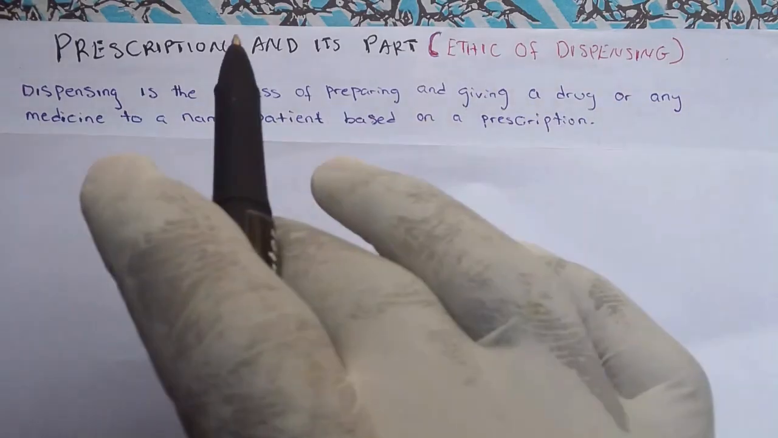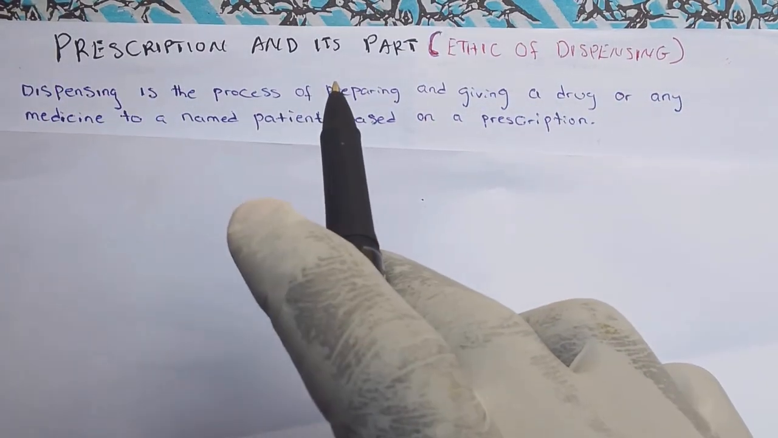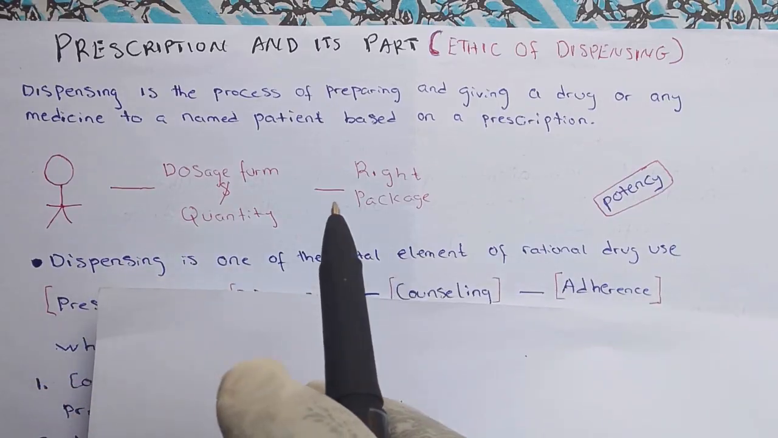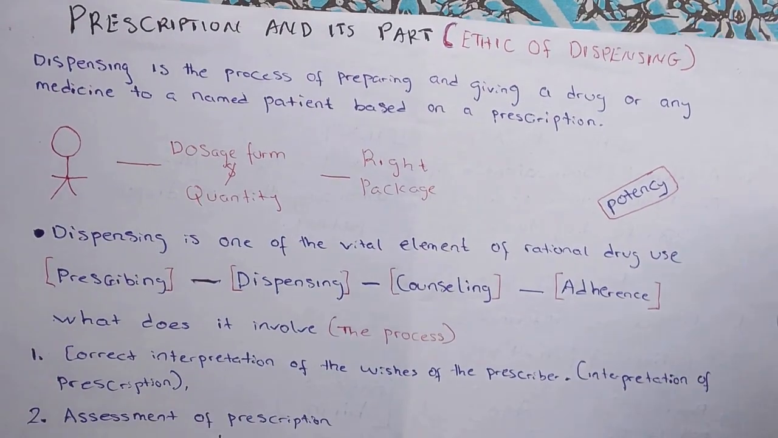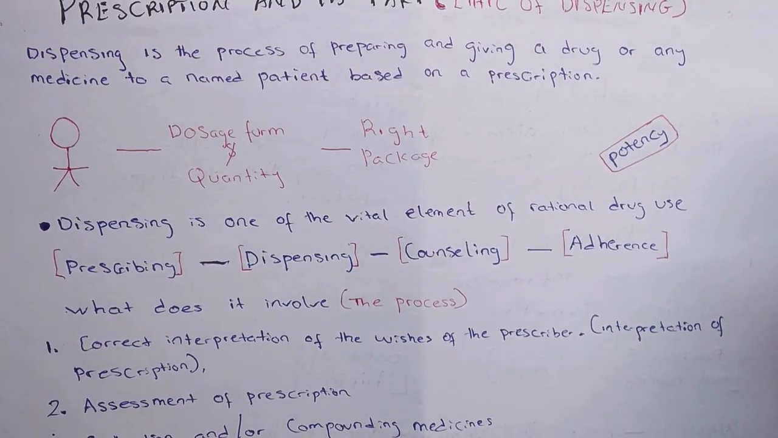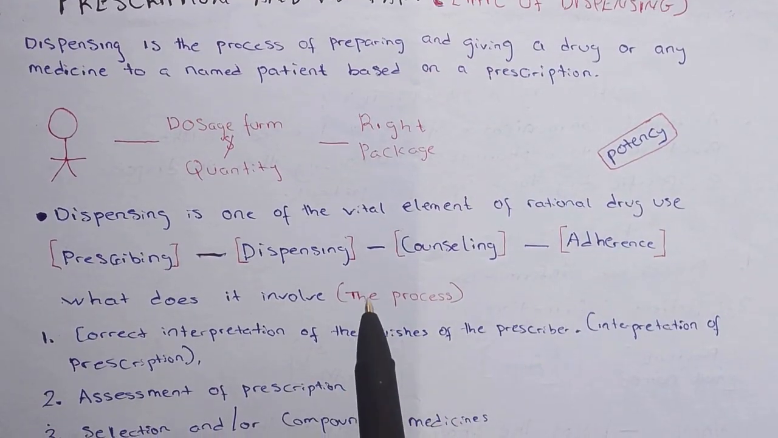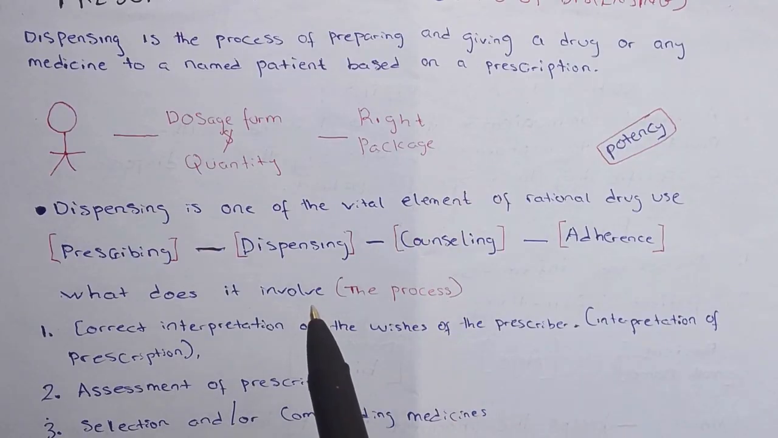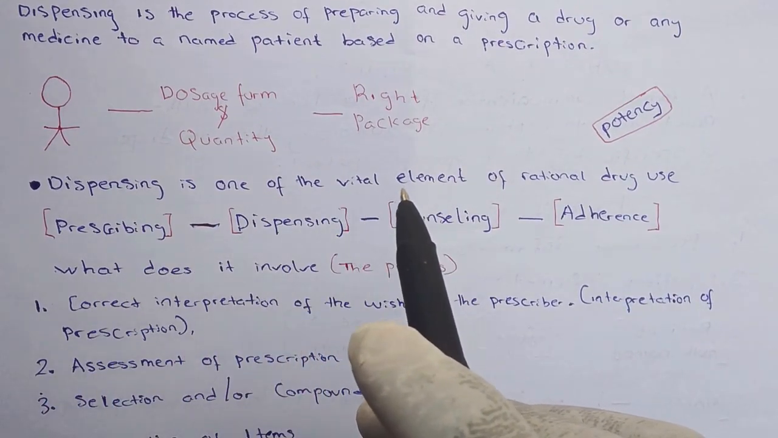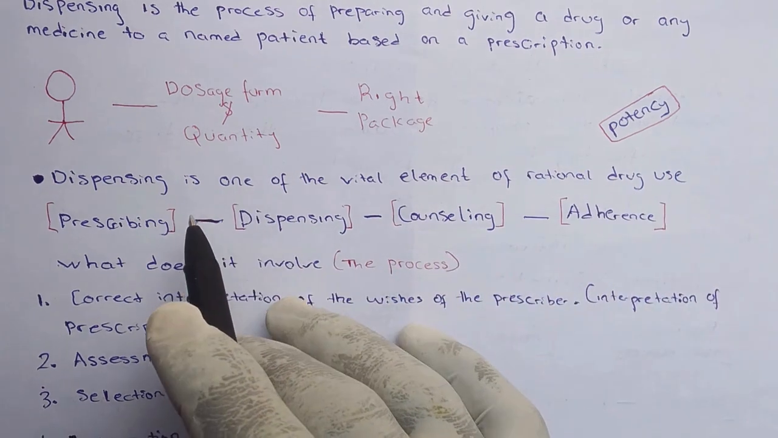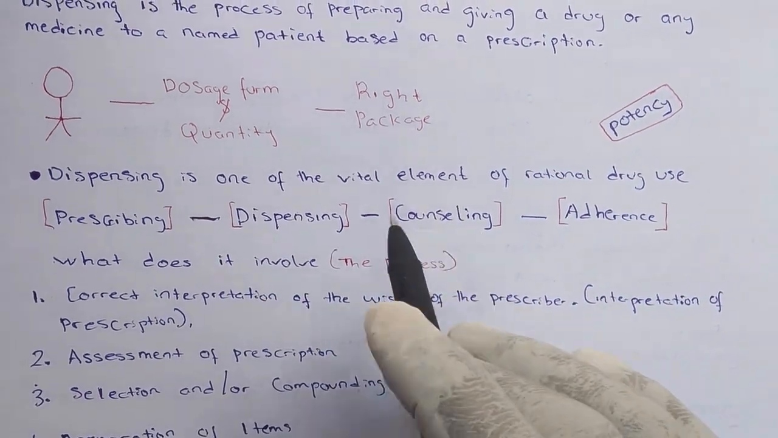Dispensing is the process of preparing and proffering medicine to a named person, patient, based on a prescription. Good dispensing practices ensure that an effective dosage form of the correct medicine is delivered to the right patient, in the correct dosage and quantity, with clear instructions, and in a package that maintains the potency of the medicine. Dispensing is one of the vital elements of rational drug use: prescribing, dispensing, counseling and adherence.